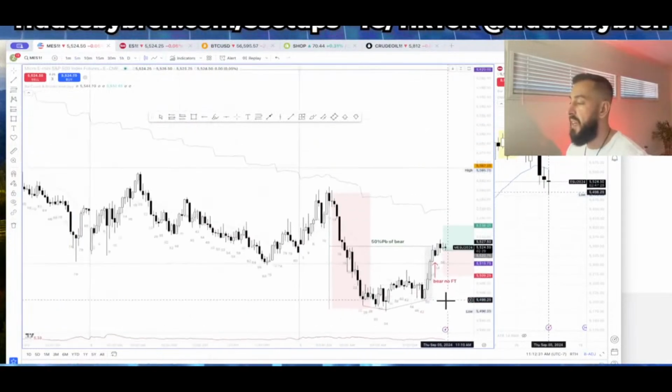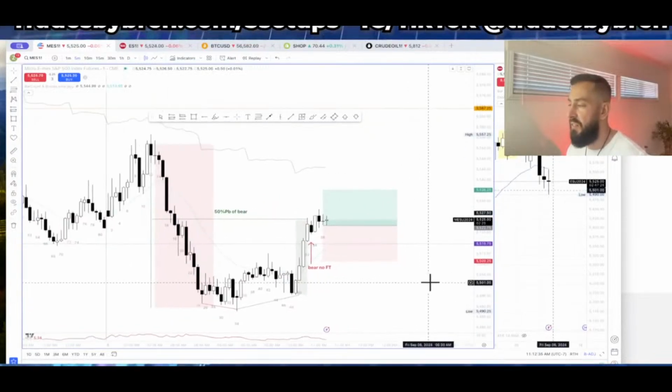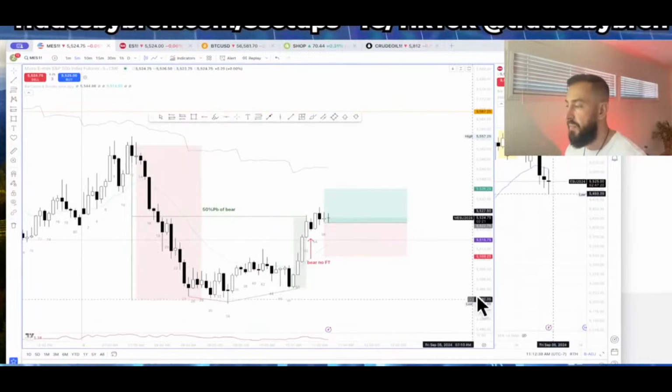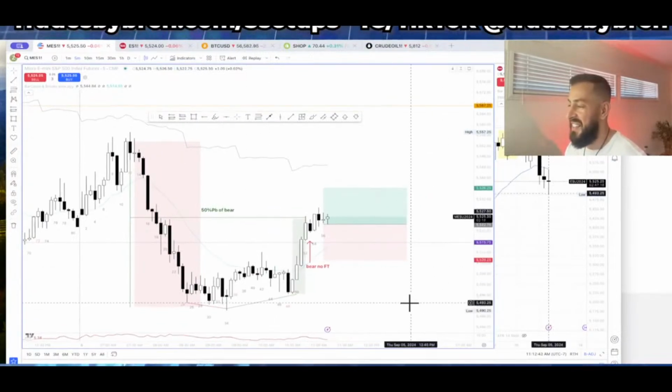So 50% pullbacks are very commonplace, and they're one of my favorite things because it's like, can you measure half? Do you know what half means? I mean, who can't do that, right? You know what half means, right? All right.